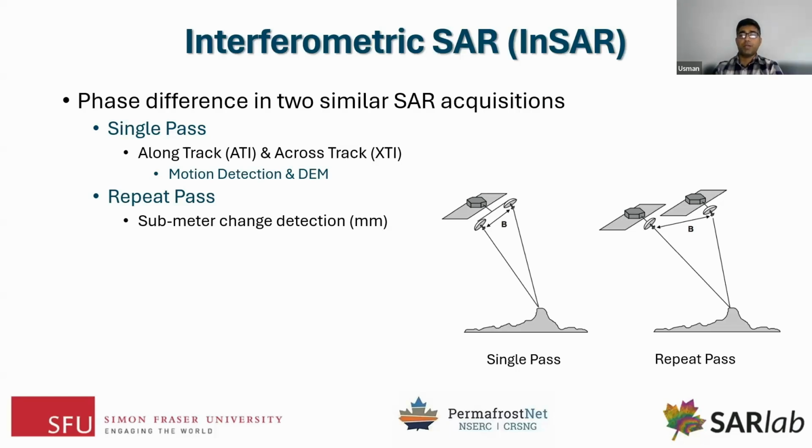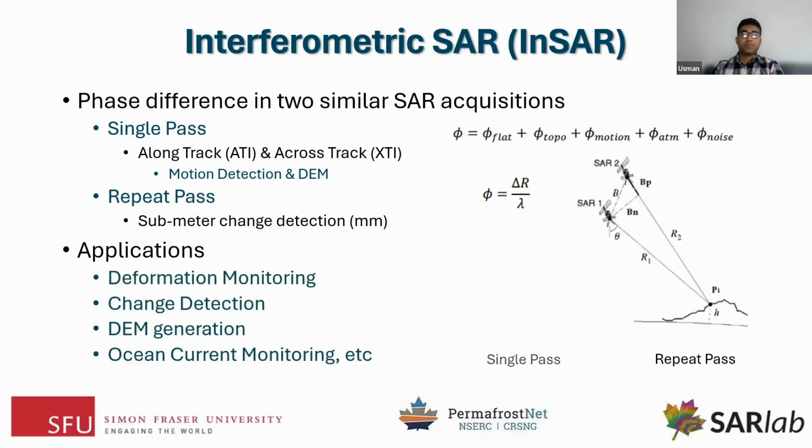Single pass is where the two antennas are mounted on the same platform in an along-track or across-track position. Both of the types are used for different purposes, but primarily my target for this research as well as for this presentation is the repeat pass interferometry, where you acquire images from similar geometry and then utilize the phase difference of the two acquisitions and transform that into change detection.